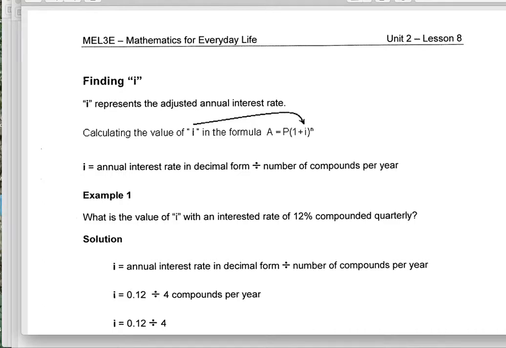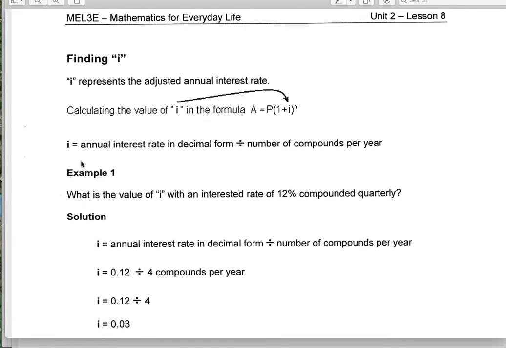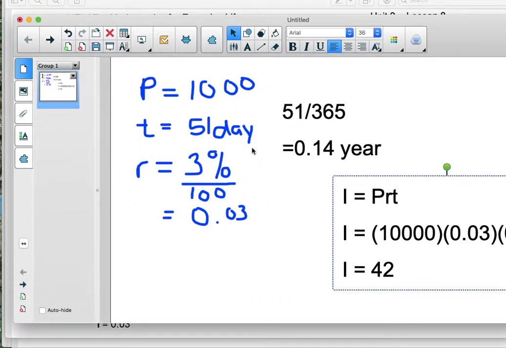So part of this formula also requires us to find I. So I is a little bit different from the simple interest formula. I is an annual interest rate in the decimal form divided by the number of compounds per year. So you're kind of doing a lot with this to find your I value.